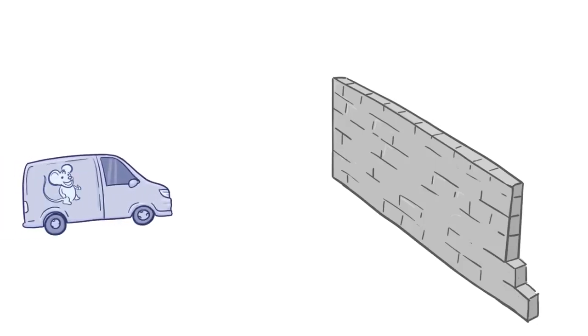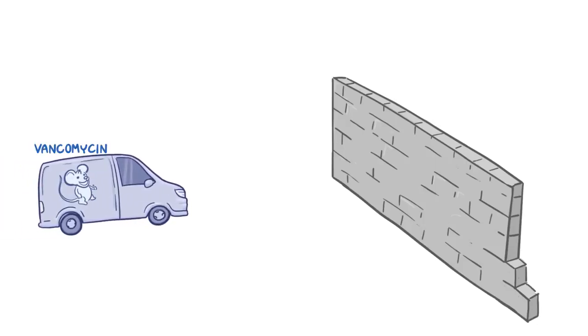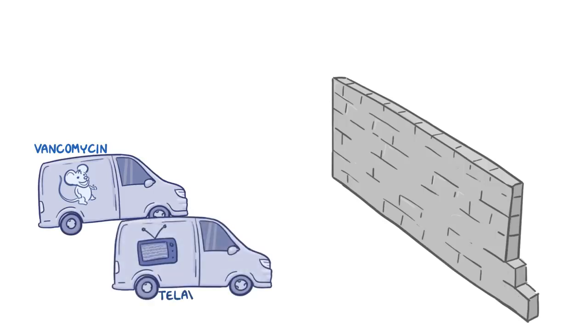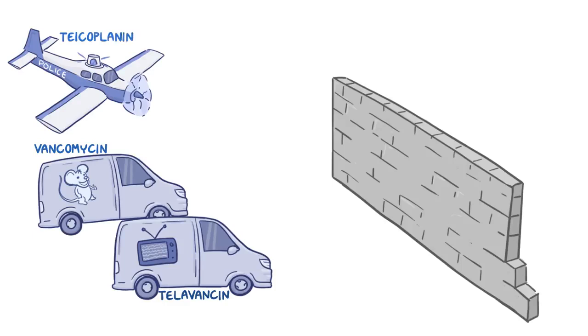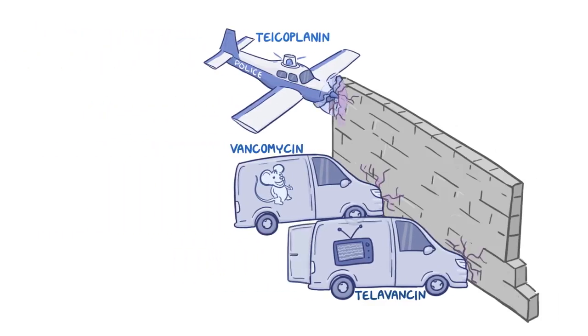There's a van with a mouse logo for vancomycin, a van with a TV logo for telavancin, and a police or cop plane for teicoplanin. Now, these medications act directly on the molecules that make up the cell wall, so let's have them crash into it. The wall itself is purple to represent gram-positive bacteria.